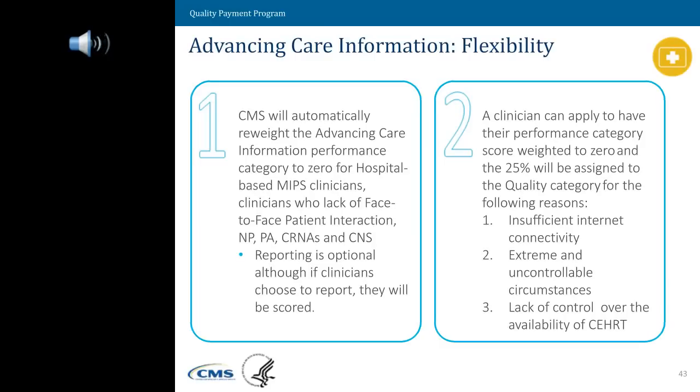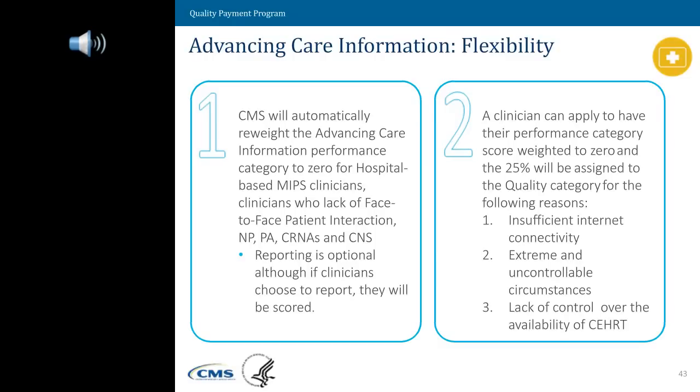You also, if you don't meet any of these under number 1, can ask for us to reweight this category to quality for 3 reasons. 1, if you have insufficient internet connectivity; 2, if there are extreme and uncontrollable circumstances; and the third is if you have lack of control over the availability of certified EHR technology. For those of you who are familiar with the Meaningful Use program, these are very similar to the hardship exceptions that were previously available there.